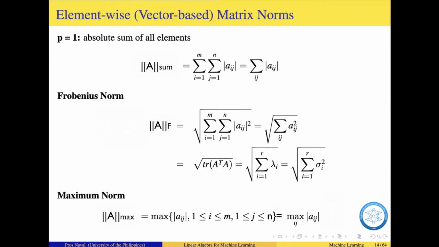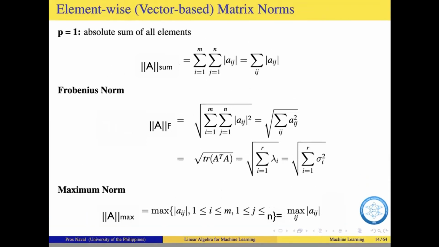So for example, for p equals 1, we have here a matrix norm that is the sum of the absolute values of all the elements of the stack vector. Then the Frobenius norm is computed by taking the square root of the sum of squares of all the elements of the matrix. So in terms of the stack vector, this norm is the square root of the sum of squares of the elements of the vector.